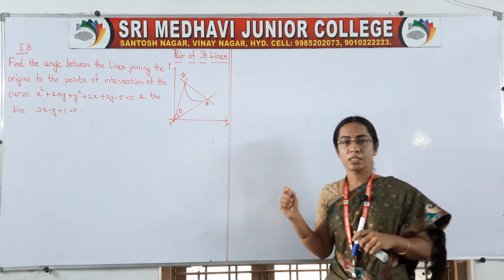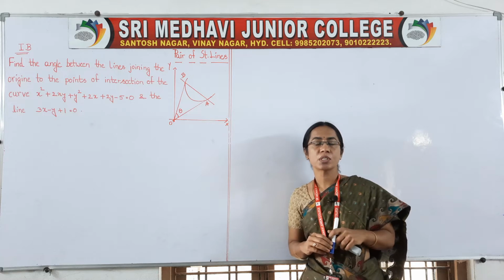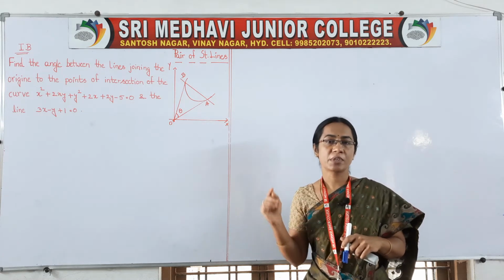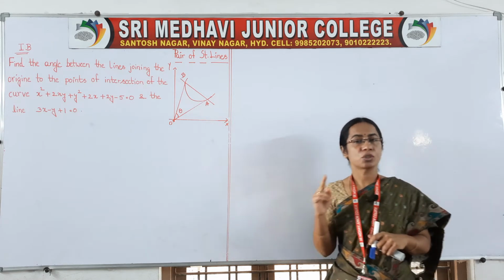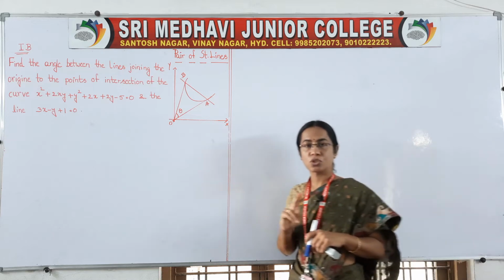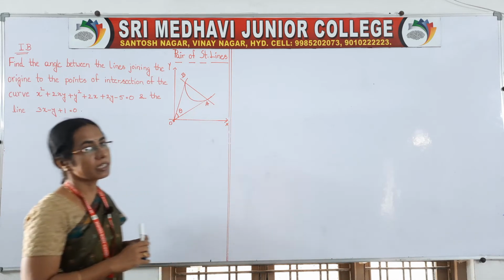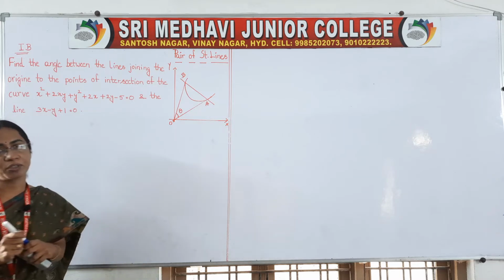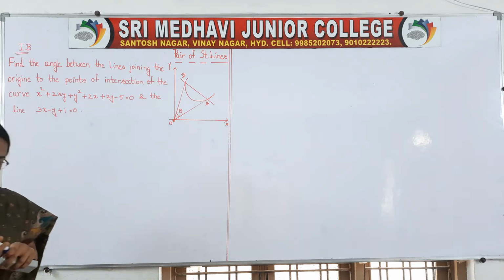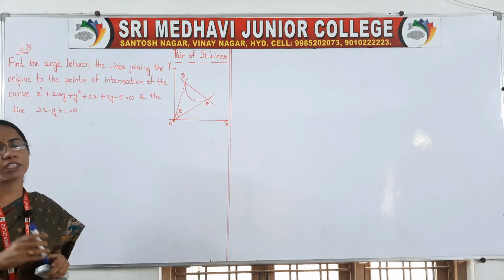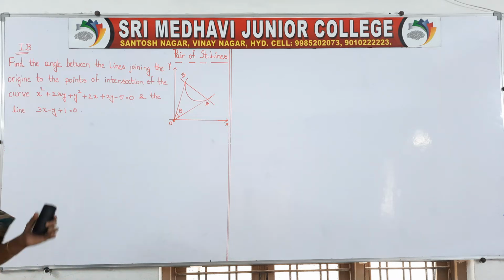So we are doing the pair of straight lines problems. In this chapter I said you are going to get two long questions. From the first two exercises, one long question. From the last exercise, one long question you are going to get. Homogenization problems, compulsory, you are going to get one question from homogenization.